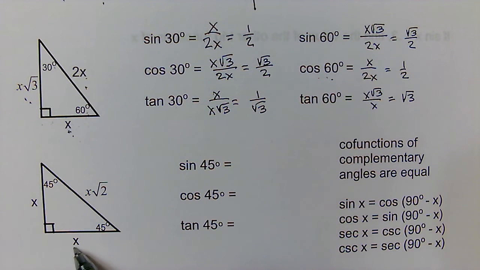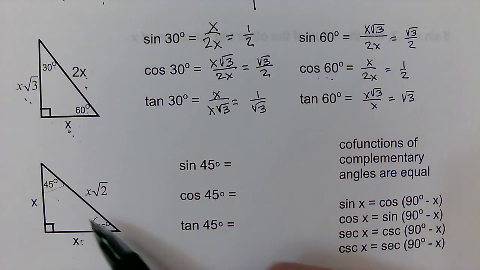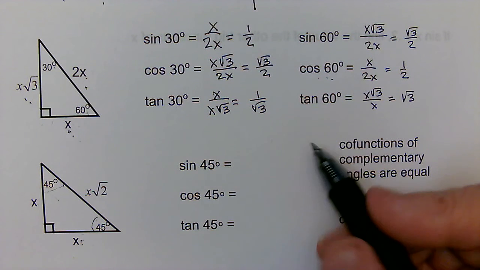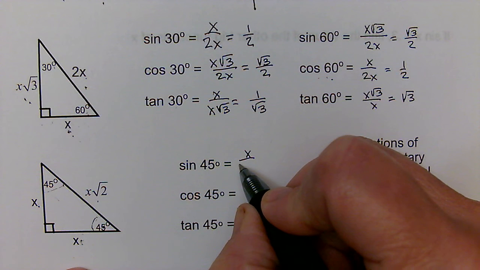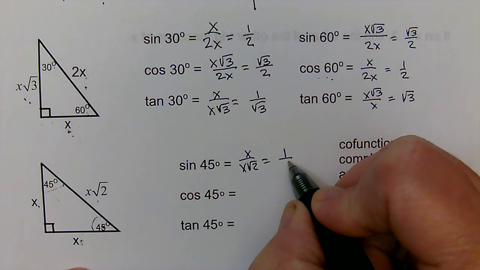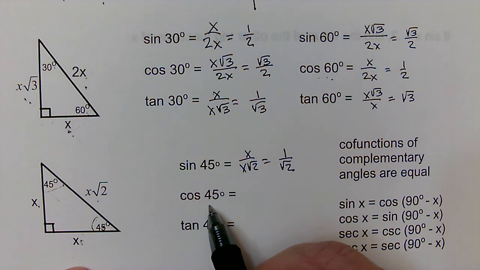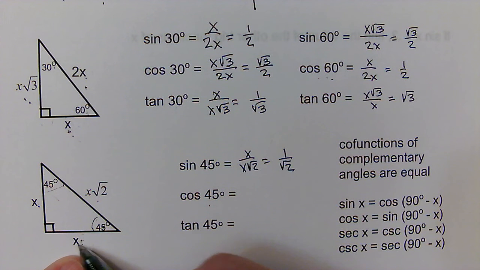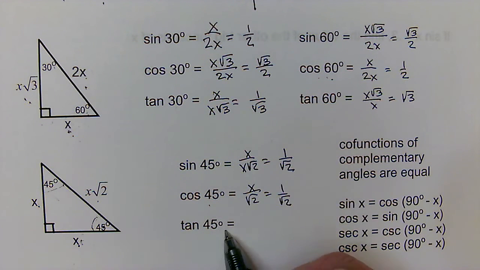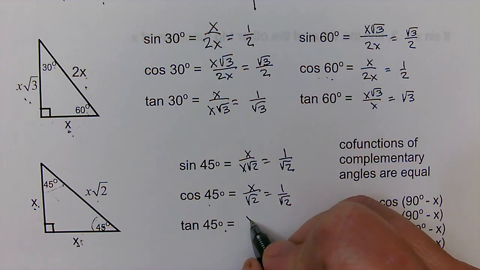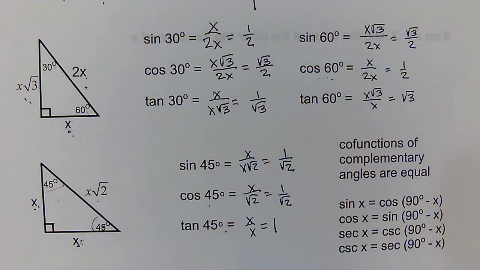In our 45, 45, 90 triangle, the two legs are the same length because it's an isosceles triangle. The two base angles are equal, so the two sides opposite them are equal. And using the Pythagorean theorem, you would find that the hypotenuse is x times the square root of 2. So the sine of 45 degrees would be opposite x over hypotenuse x square root of 2, and that reduces to 1 over the square root of 2. The cosine would be the adjacent, which is still x, over x square root of 2, which is still 1 over the square root of 2. And the tangent would be the opposite over the adjacent, x over x, which reduces to 1.